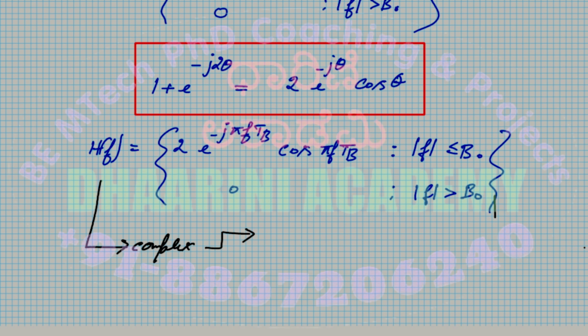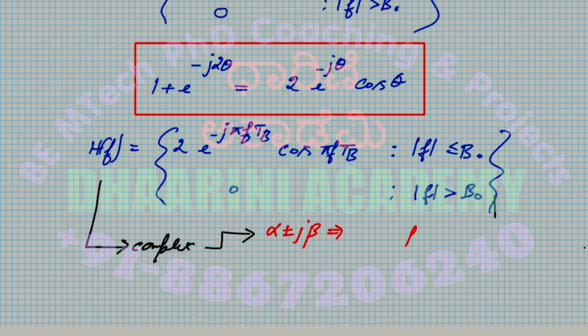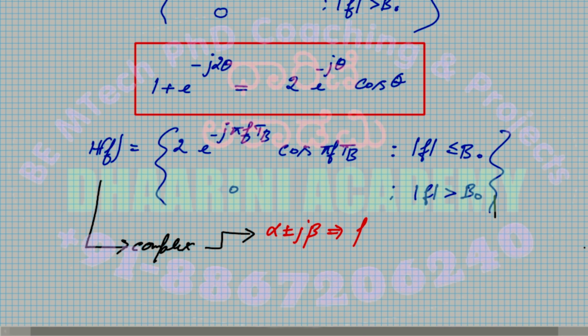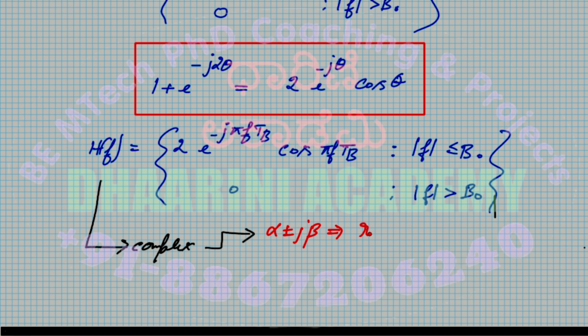Let me tell you that. This is complex. If it is present in alpha plus or minus j beta format, then one plot will be the real plot. The first plot that we are going to write will be the real values. We try to plot only alpha. So I write a real plot, followed by the imaginary.